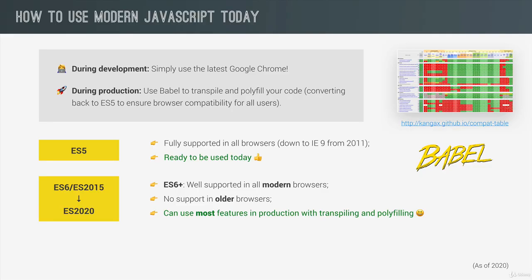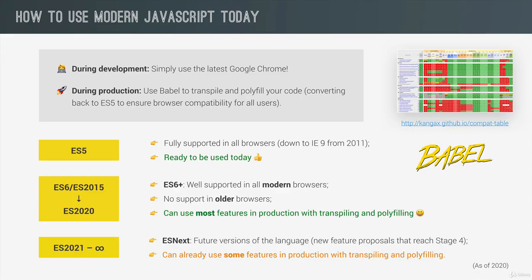Next, there are also the future releases of the language, like ES2021, ES2022, and so on. And these future releases together are many times called ESNext. Now, why is this even relevant? Well, because most browsers actually start implementing new features even before they enter the official ECMAScript specification.